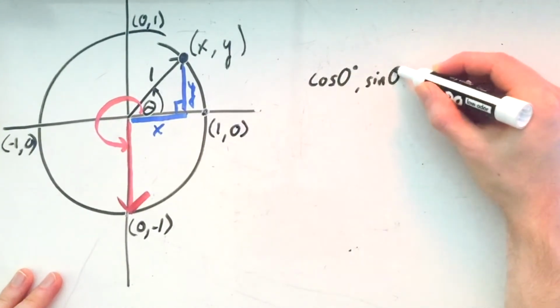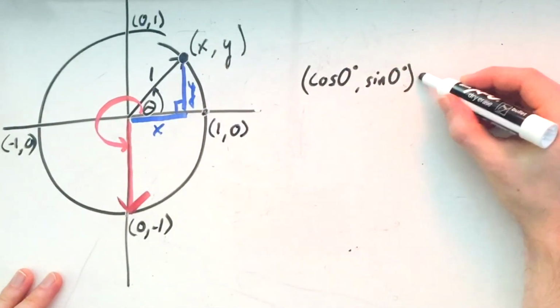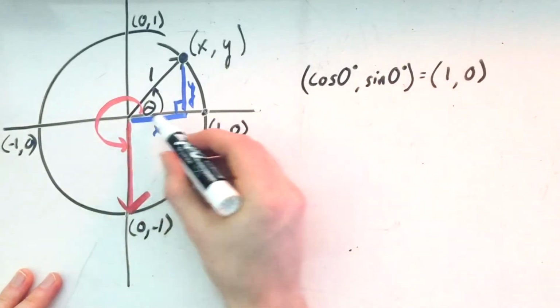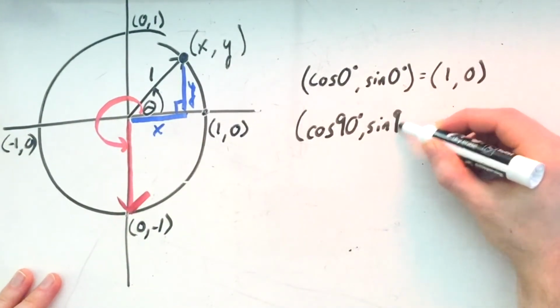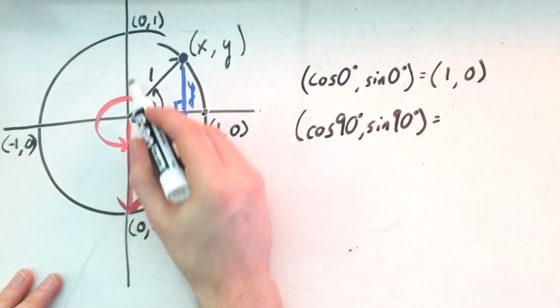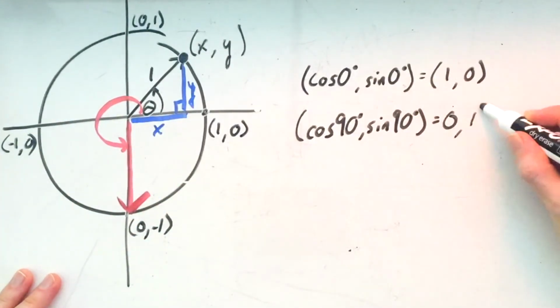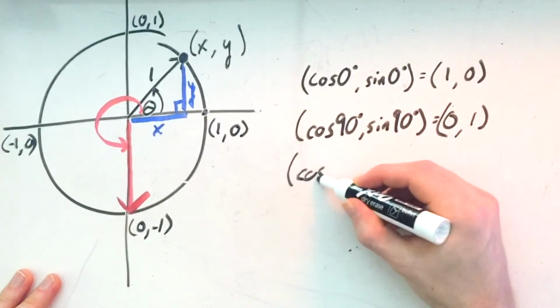So like cosine of 0 degrees and sine of 0 degrees, that would be 1 comma 0, because that's where that angle 0 degrees is. If I looked at cosine of 90 degrees and sine of 90 degrees, looking up at that angle 90 degrees, well, the point up there is 0 comma 1. So cosine of 90 is 0, sine of 90 is 1.